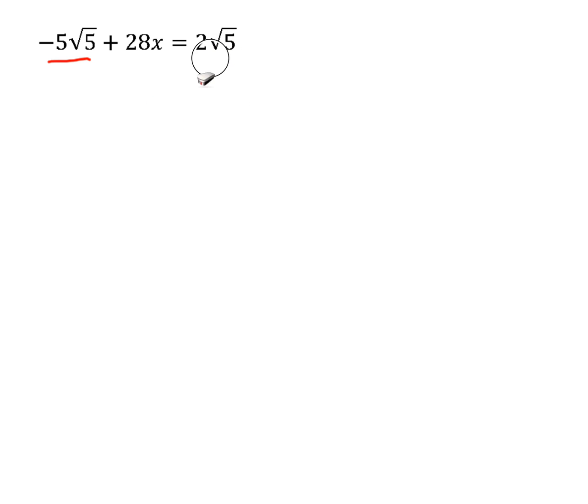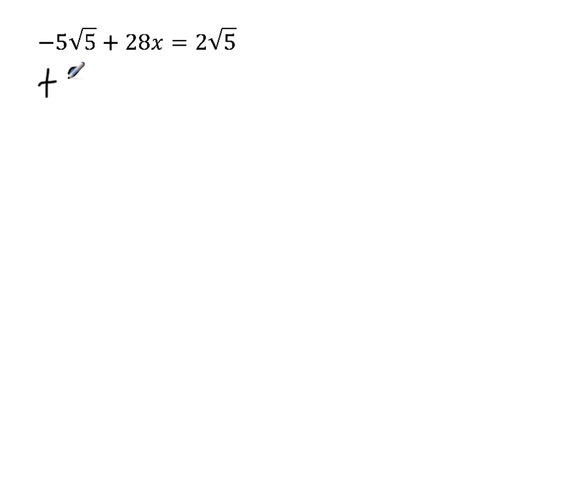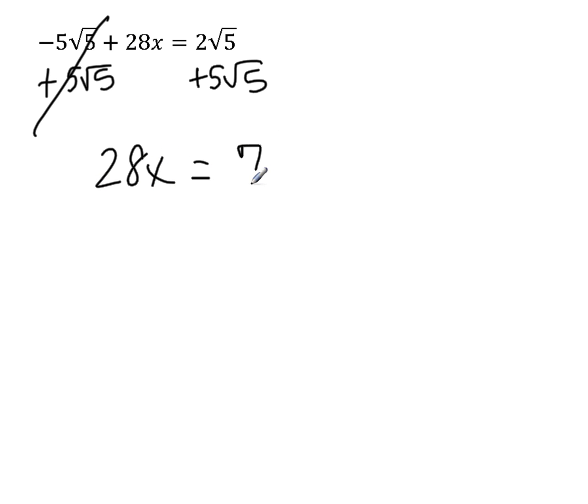So the way I would do that is I would add 5 root 5 here, which would make it disappear on that side. But of course I have to add it to this side. So I get 28x equals 7 root 5. Okay, now I'm not so worried about the radical because the radical's all on one side. I can square both sides, but I need x by itself, and x isn't under a radical.